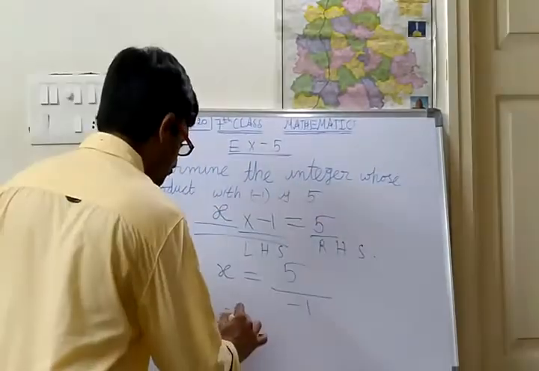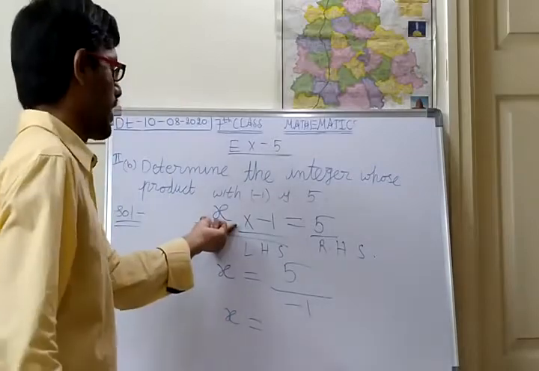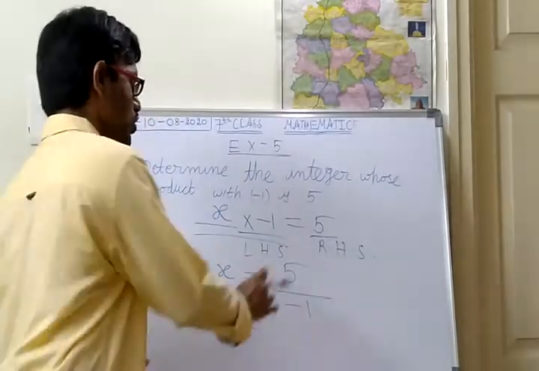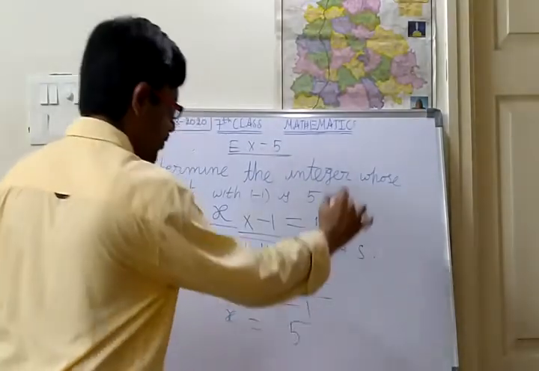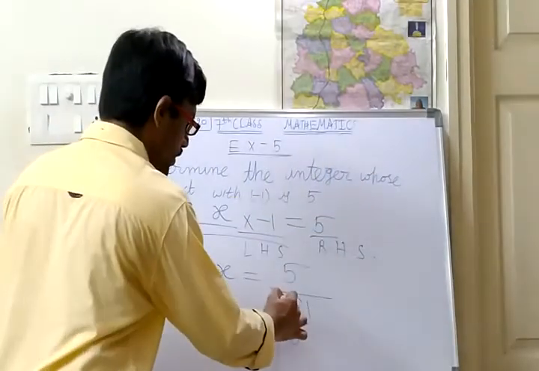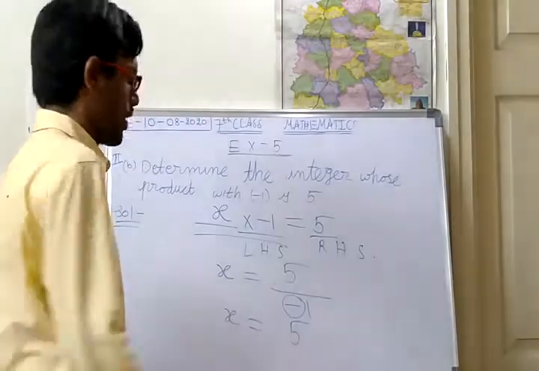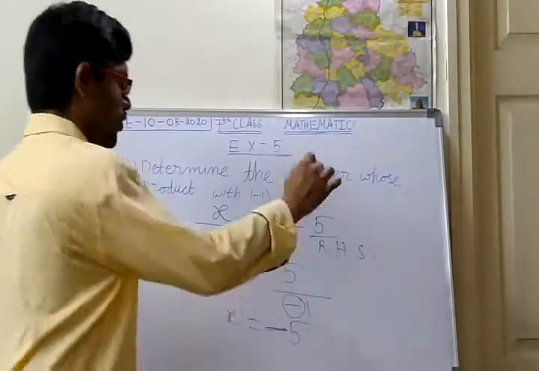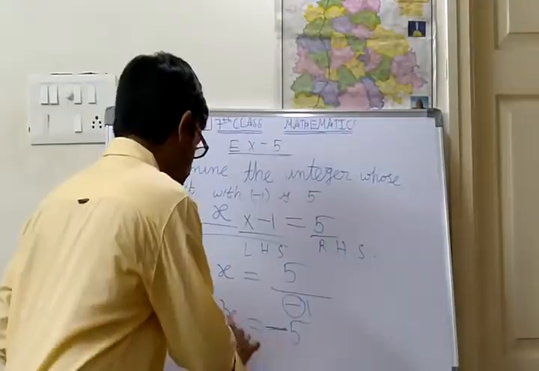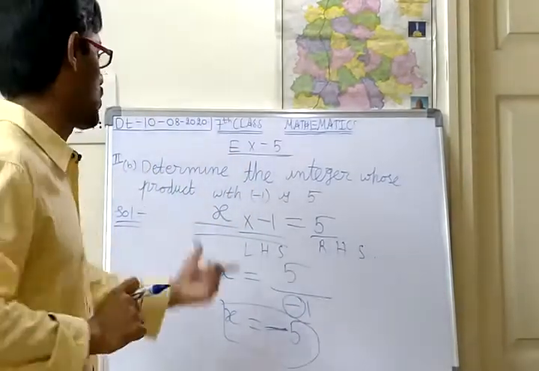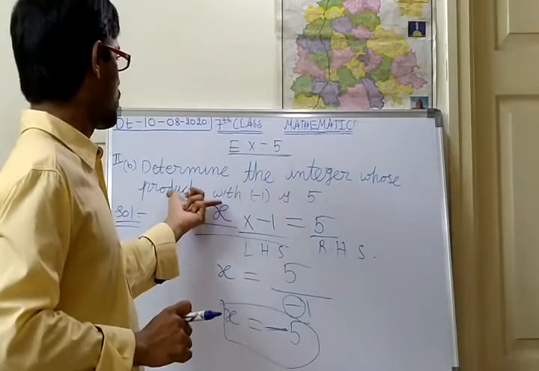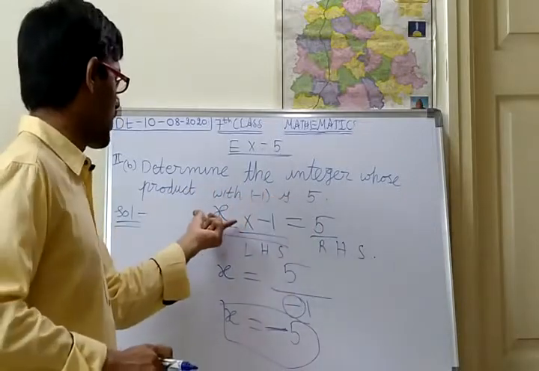So this is the x what we have to find. What is the integer? So 5 by 1. Generally, what is 5 divided by 1? 5 divided by 1 is 5 only. But here in the denominator there is a negative symbol, so that symbol will come to the numerator only. So what is the answer? x is -5. So the integer whose product with -1 is 5 is -5.